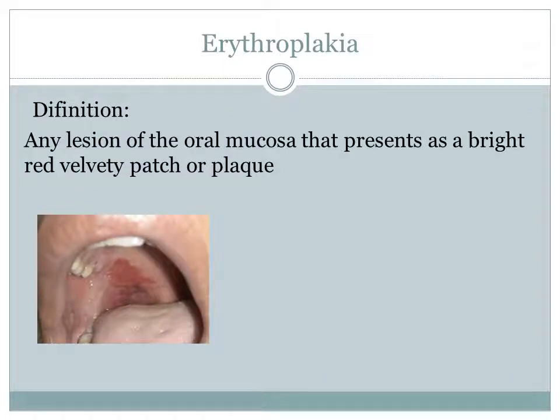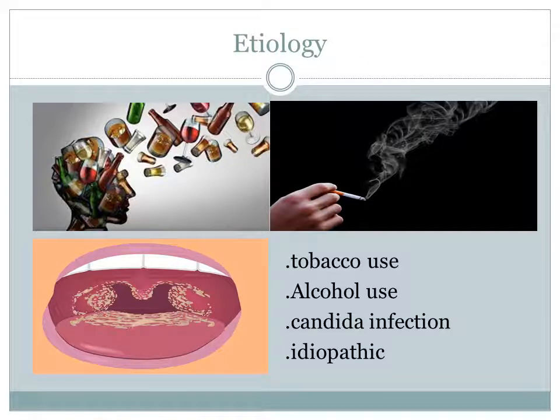Erythroplakia is any lesion of the oral mucosa that presents as a bright red, velvety patch or plaque, which cannot be characterized clinically or pathologically as any other recognizable condition. As we see in this picture, there is a red patch on the palate. Etiology: there are different causes of erythroplakia: tobacco use, alcohol use, candida infection, or unknown causes.